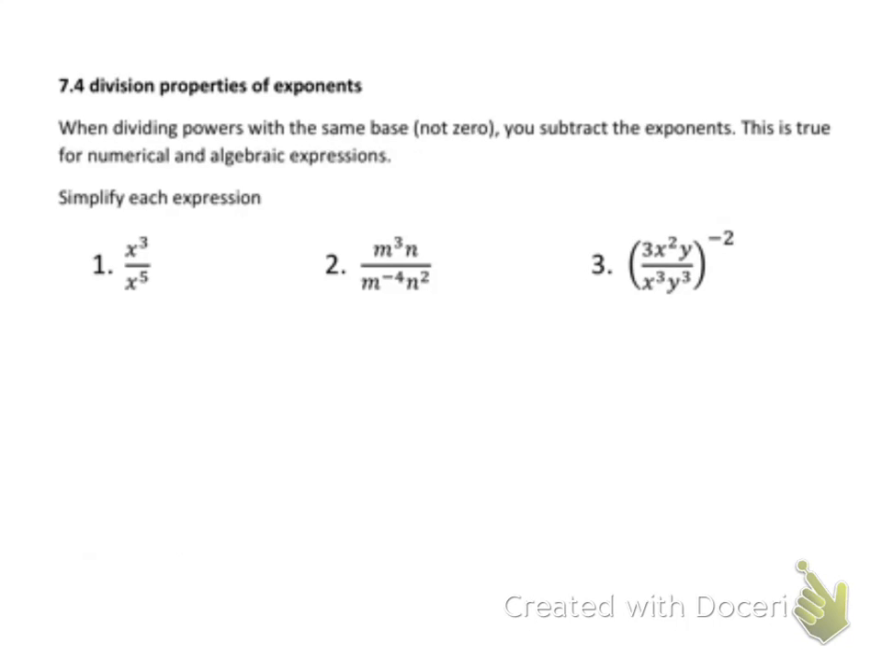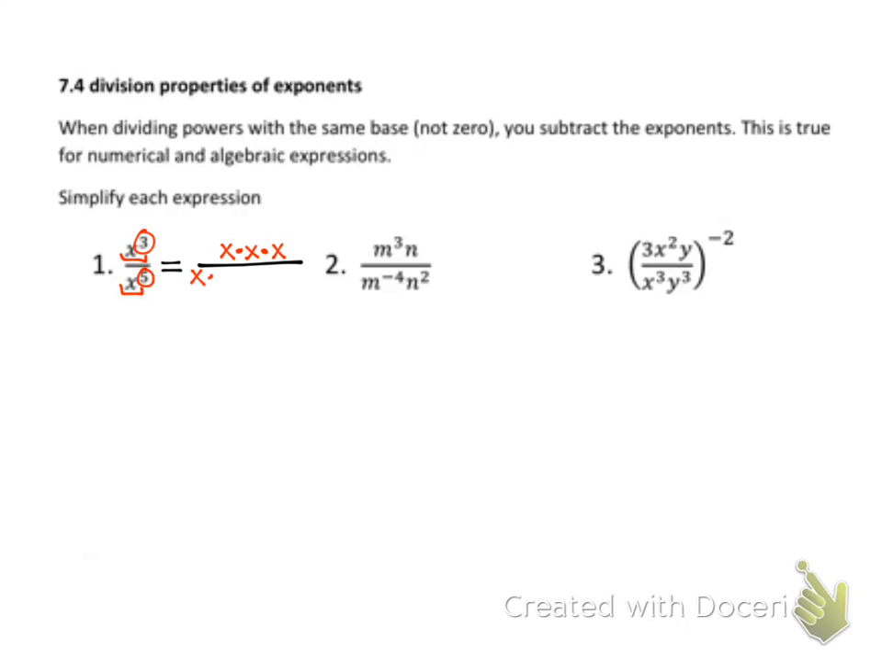7.4 Division properties of exponents. Recall from 7.2 that whenever we multiplied powers with the same base, we added. Well, the opposite of multiplication is division, so the opposite of adding is subtracting. So what we have for the first example is x to the third over x to the fifth.